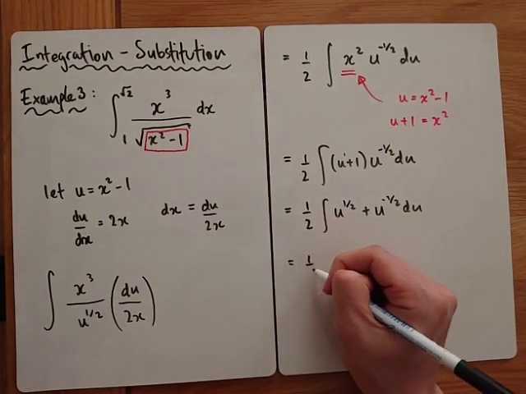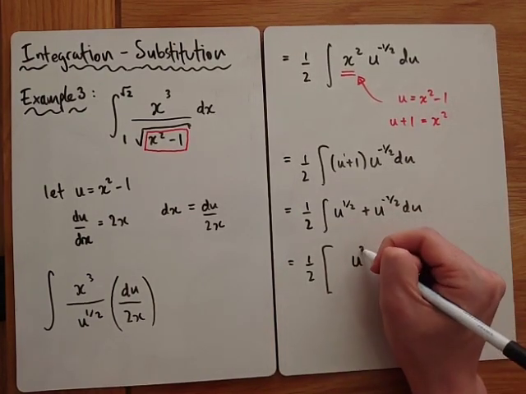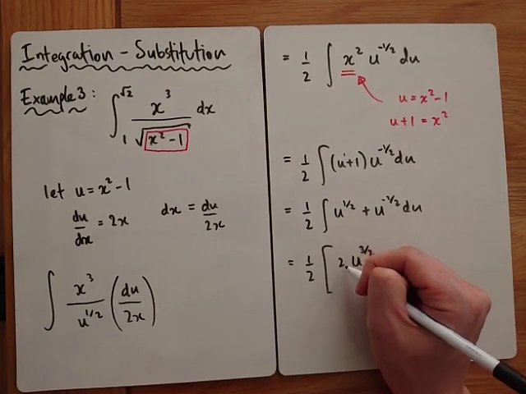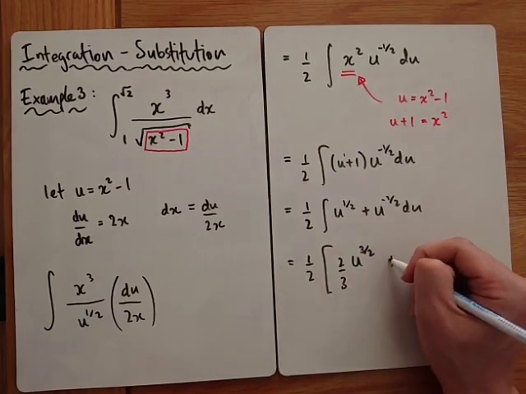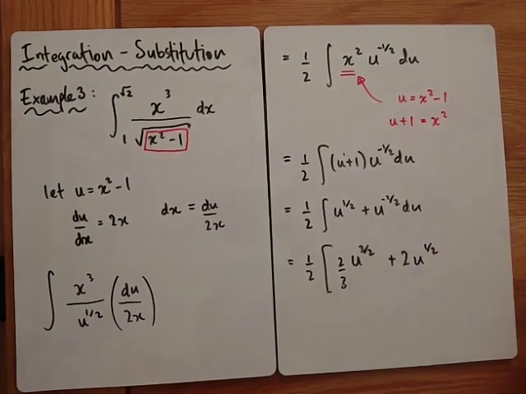Then we integrate. Add 1 to our power. Divide by that, so multiply by the reciprocal. Add 1 to our power, so that will become u to the half. Dividing by half, same as multiplying by 2.